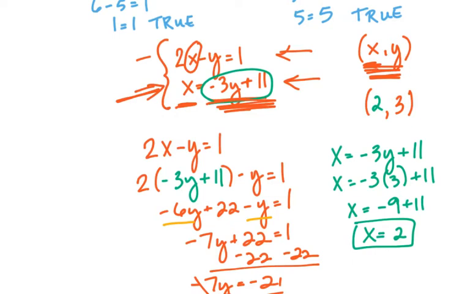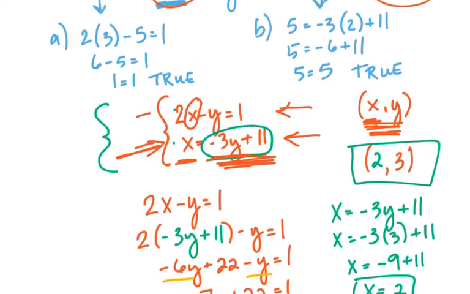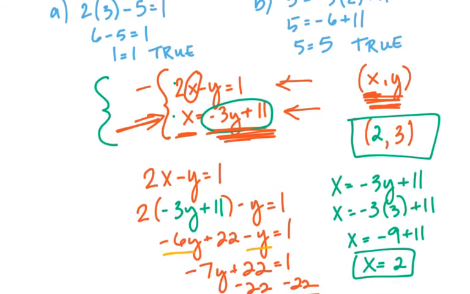So the point 2, 3, or the ordered pair 2, 3, is the only point or set that satisfies both of these. Again, when we put this little system symbol on, that's what we're searching for. Not just one that will satisfy one or the other. It needs to satisfy both.